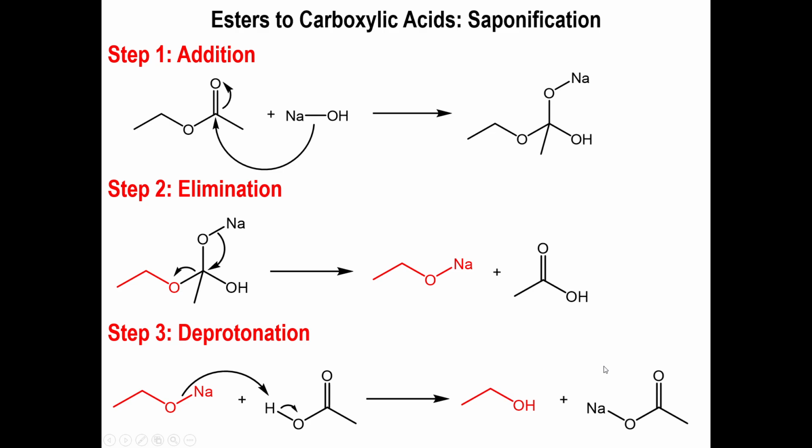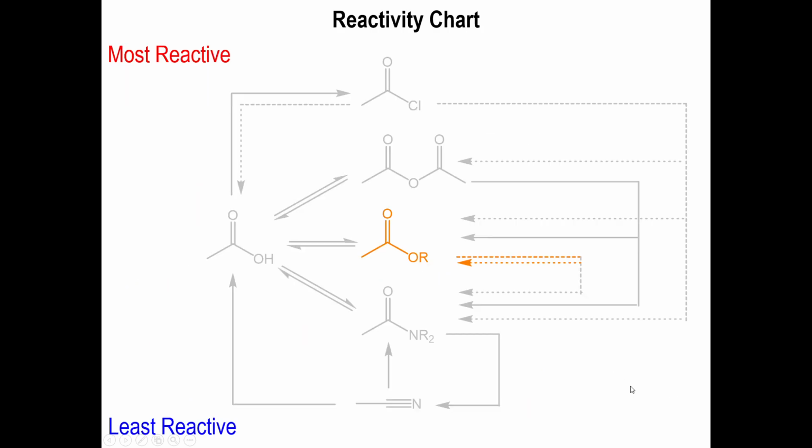So obviously, if what you want to get is carboxylic acid at the end, you just have to protonate that by adding some HCl, aqueous workup, and that will fix the problem.